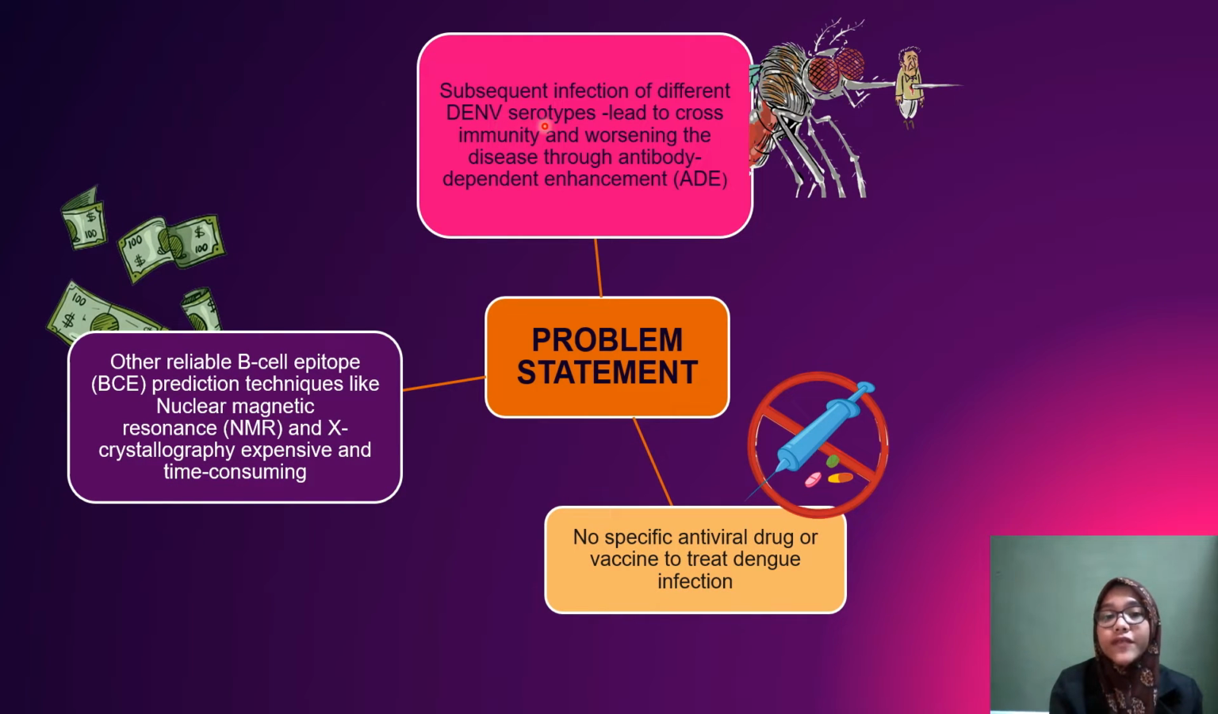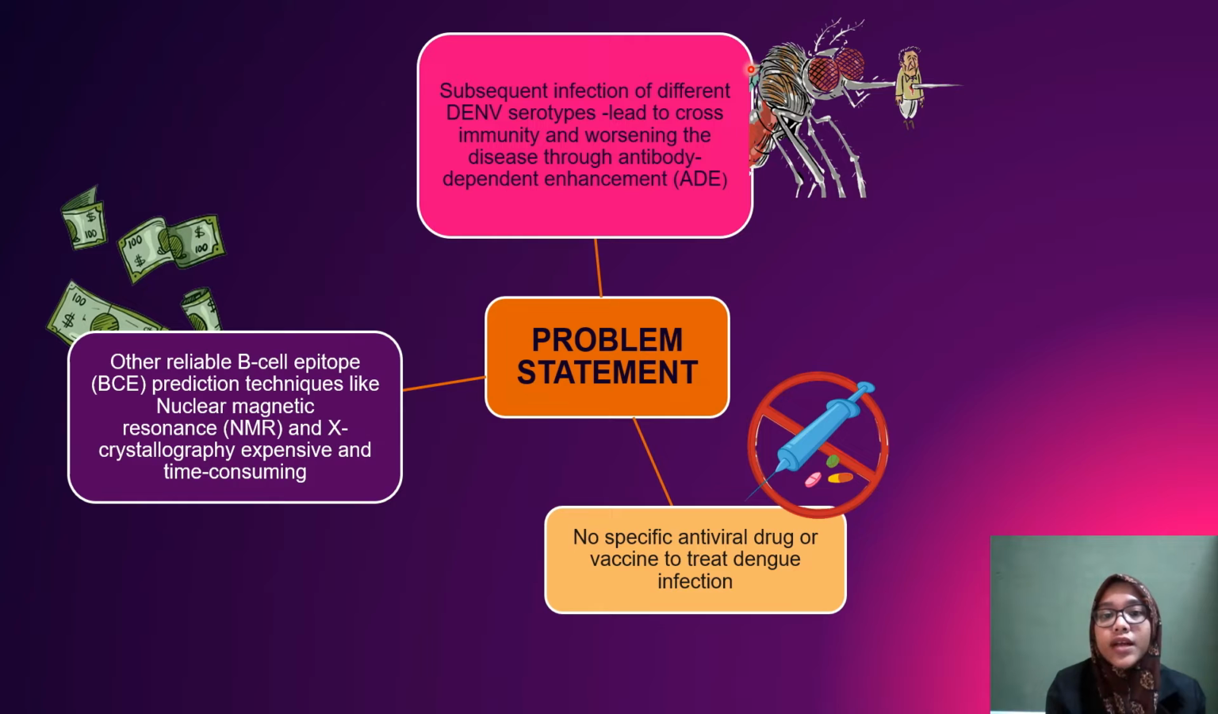The subsequent infection of a different dengue virus serotype may lead to cross-immunity and worsen the disease through antibody-dependent enhancement, or ADE. Nowadays, there is still no specific antiviral drug or efficient vaccine to treat dengue infection. The first licensed dengue virus vaccine was the tetravalent Dengvaxia, but this vaccine has not been approved in all countries. In addition, this vaccine only has 76% efficacy and can only be used in patients with previously laboratory-confirmed dengue disease. Injecting Dengvaxia to people with no record of dengue virus infection might lead to severe hemorrhagic dengue fever.